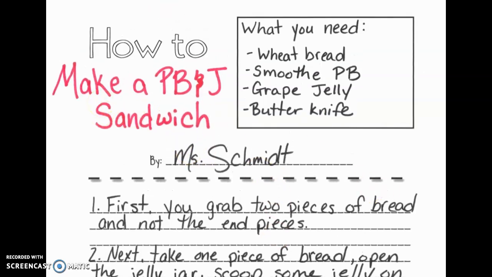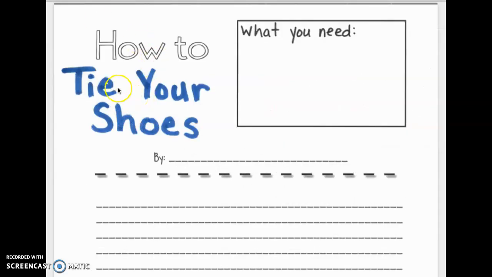So that's my example. You are not making a sandwich. You are telling us how to tie your shoes. So again, write what you'll need in here. Like I said, if you put flip-flops, I don't think that would work very well. If you just said shoes, I might grab flip-flops. So what would I need in here?